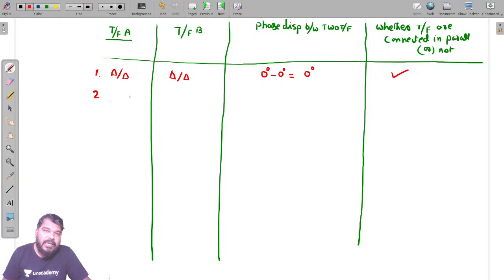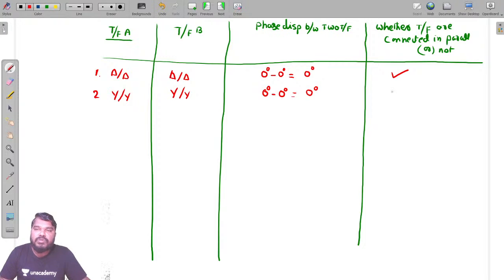And the second one: transformer A is a star connection, and transformer B is also a star connection. Now tell me what the phase displacement is here. It is a 0 degree connection and it is also a 0 degree connection. Therefore the phase displacement is equal to 0, so these two transformers can be connected in parallel.